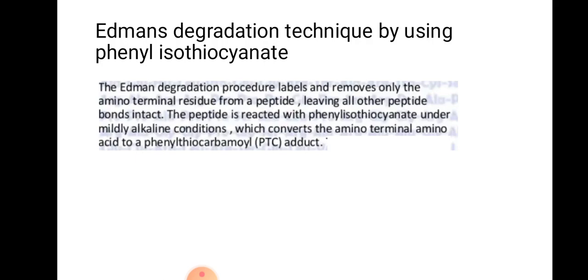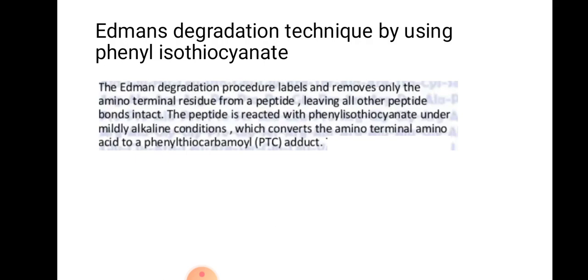Next is the Edman's degradation technique by using phenyl isothiocyanate. The Edman degradation procedure labels and removes only the amino terminal residue from a peptide. The N-terminal residue is labeled and removed from the peptide, leaving all other peptide bonds intact. But compared to the Dansyl chloride method or Sanger's reagent, here the peptide bond remains intact. So we can repeat the cycle with the same sample, with the same reagent.